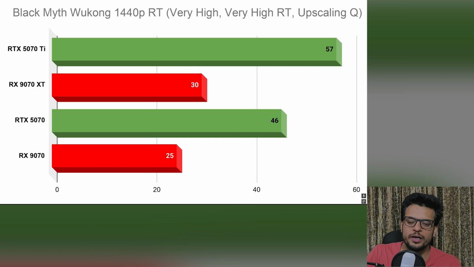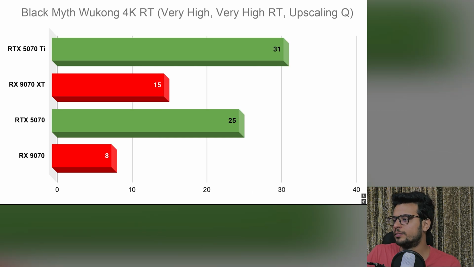The last game that we have is Black Myth Wukong 1440p, very high quality, very high ray tracing and quality upscaling. The RTX 5070 Ti gives us somewhat playable frame rates at 57. The 9070 XT is at 30, 5070 at 46 and the 9070 at 25.